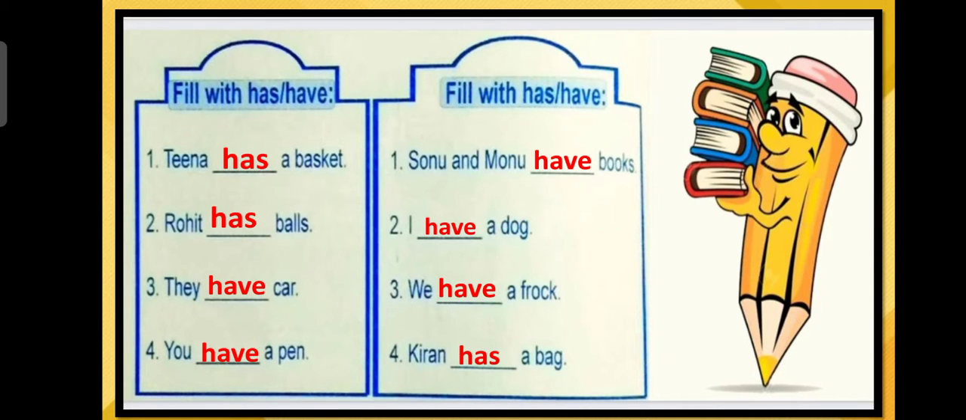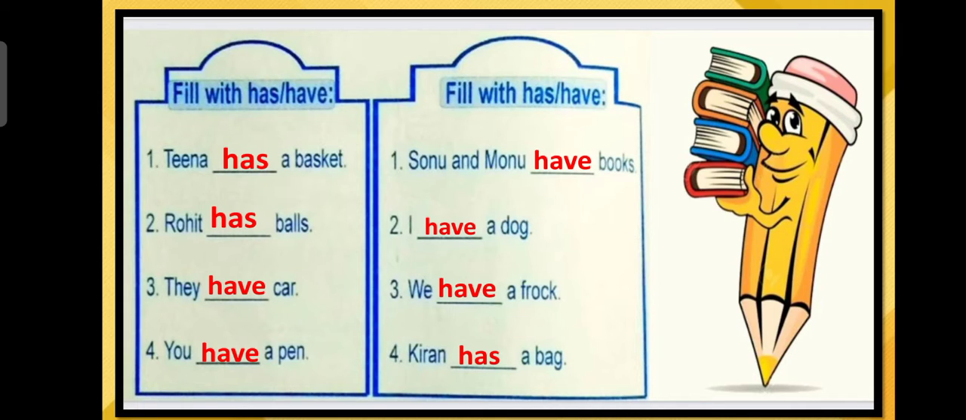I gave you some fill in the blanks. You have to fill has and have. So let's see. Tina has a basket. Tina is a human name, so we use has with Tina. Rohit has a ball. They have a car. You have a pen. As we just discussed, we use have with I, we, you, they and plural words.